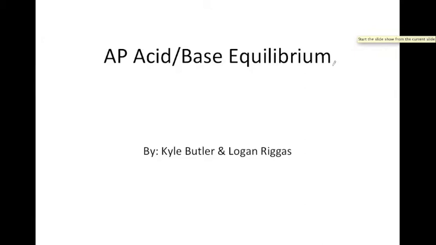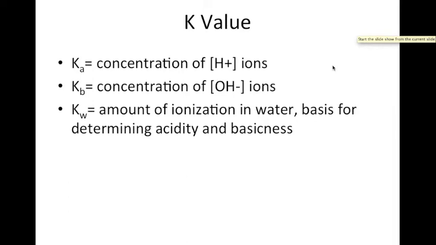AP Acid-Base Equilibrium by Kyle Butler and Logan Regis. K value. Ka equals the concentration of hydrogen ions. Kb equals the concentration of hydroxide ions. Kw is the amount of ionization in water, the basis for determining acidity and basicness.